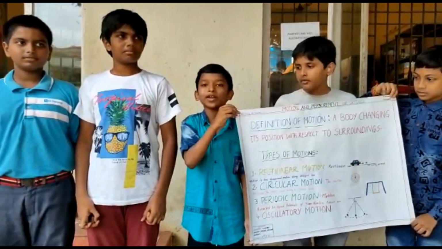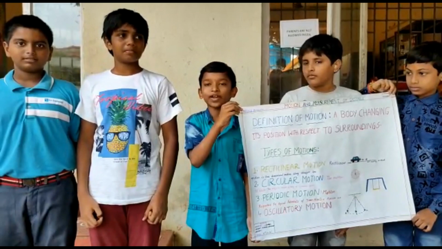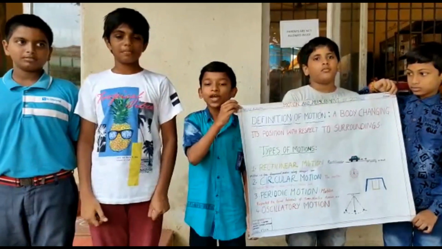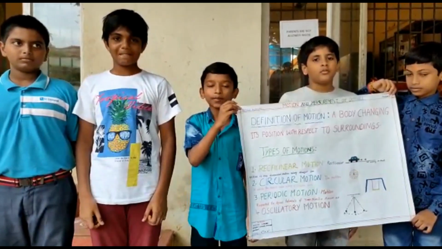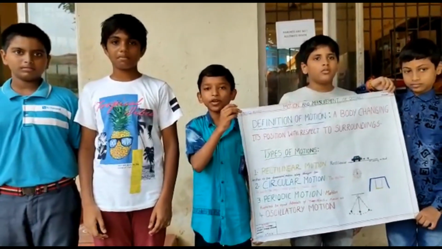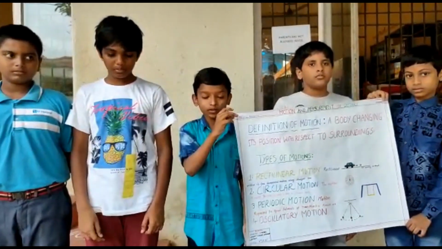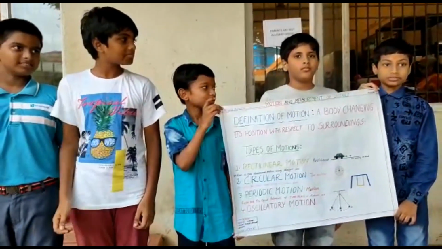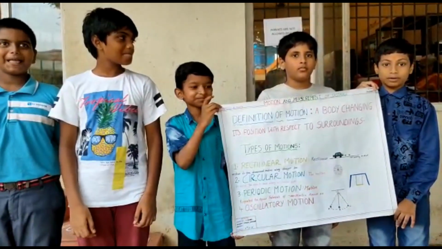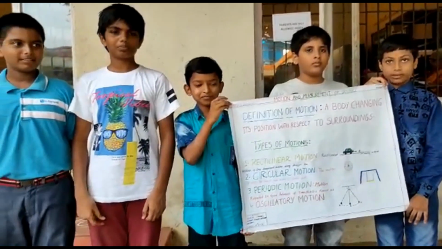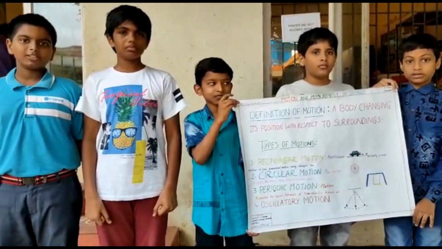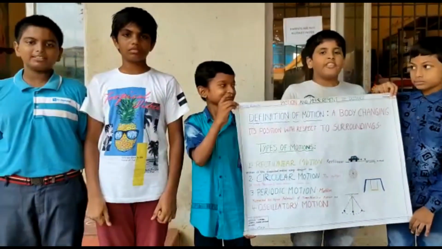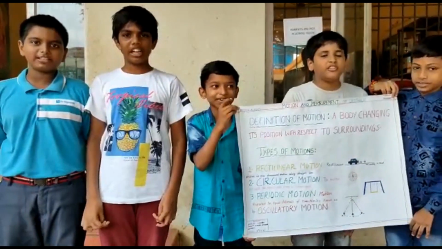Good morning. My name is Vikar and I am studying in 6th C5. I am going to tell about periodic motion. A body moving at a regular time interval is called periodic motion. Oscillating motion. The to and fro motion of a swinging pendulum is called oscillating motion. Example: pendulum motion. Thank you for giving this opportunity for us.